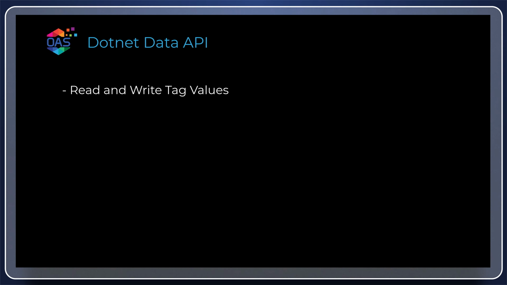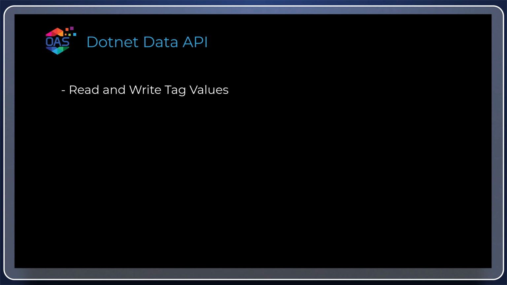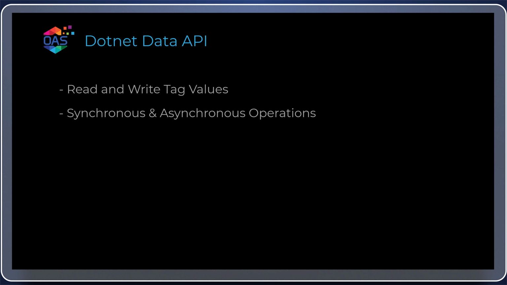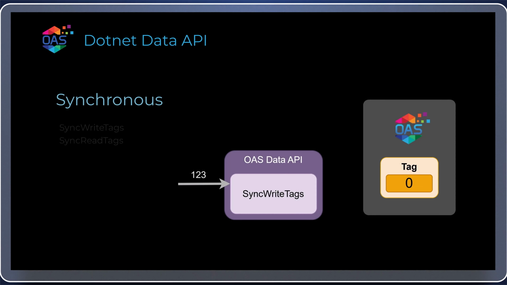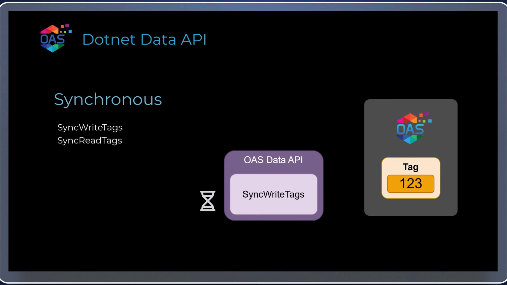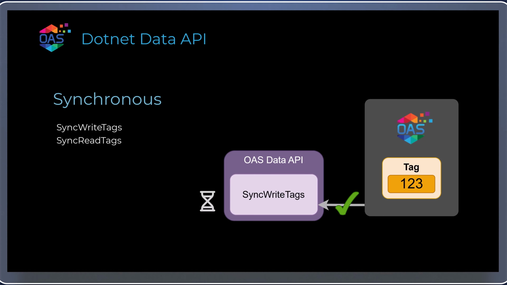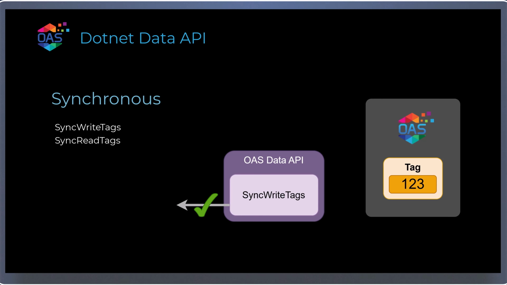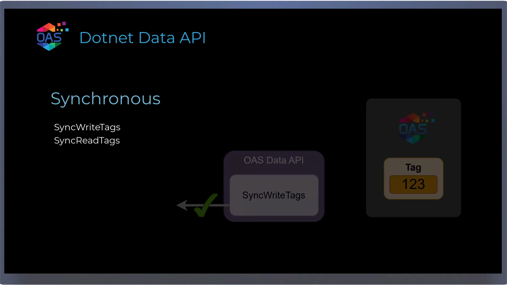The Data API can be used to read and write tag values. It provides two different types of operations: synchronous and asynchronous. Synchronous operations will only return once a read or a write operation is successful, thus blocking the thread. This is typically used when you need to wait until your operation is completed before your code can continue.